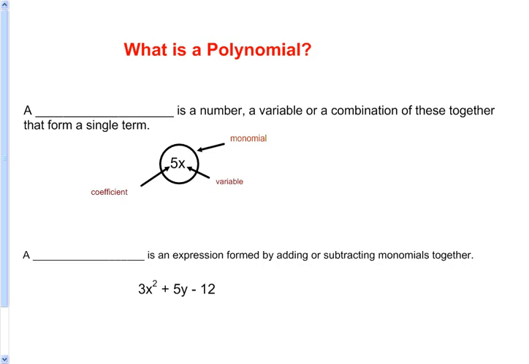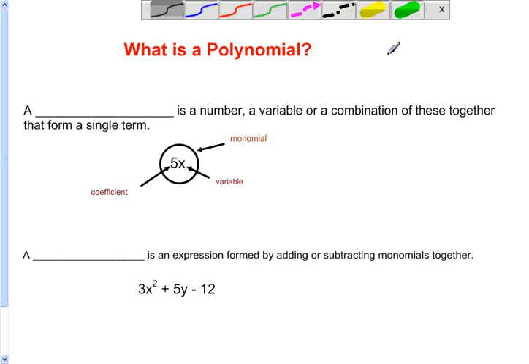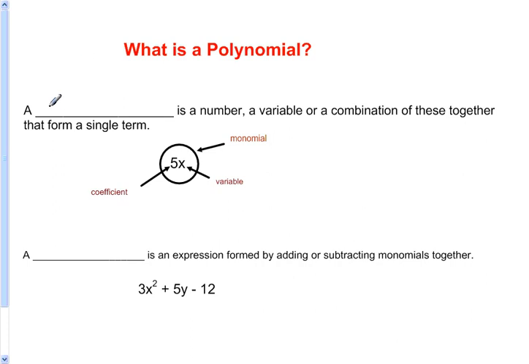Well, the first thing, if we have a single term, a number, a variable, or a combination of those two, this is called a monomial. Mono meaning one. So the variable is the letter, a coefficient is a number. We could have just a coefficient, just a number, just a variable, or a combination of the two, and that's called a monomial. Now, if we have more than one monomial added together or subtracted, this is what's called a polynomial.